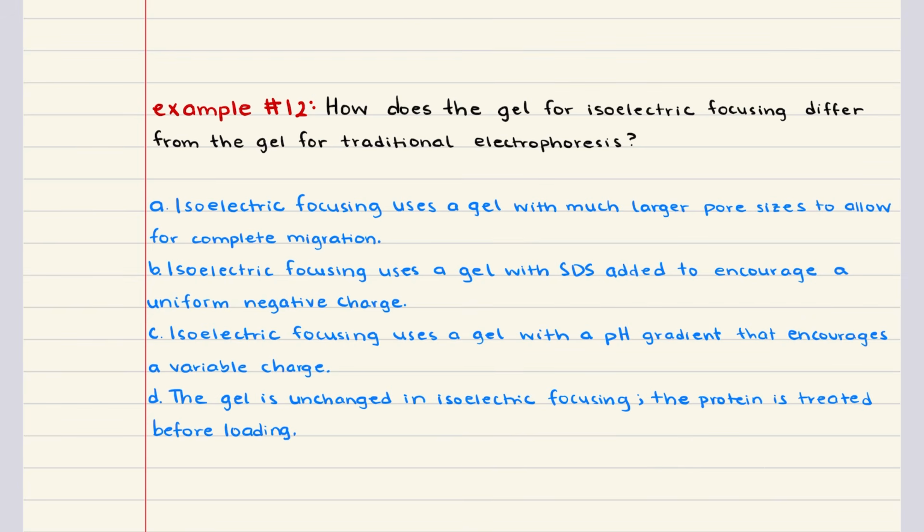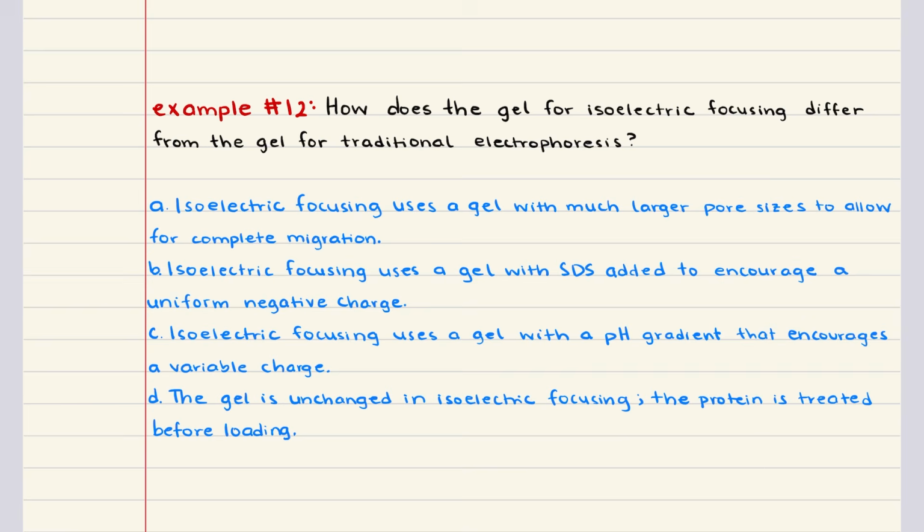Now, let's remember the core differences between these two methods. Traditional electrophoresis, like SDS-PAGE, separates proteins based on size. Proteins are treated with SDS, which gives them a uniform negative charge. Then they move through a gel towards the positive electrode, and their migration is based on molecular weight.